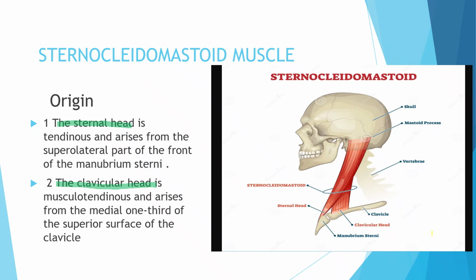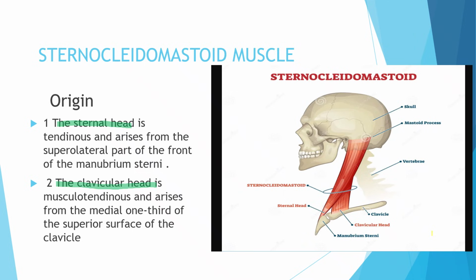The clavicular head is musculotendinous. It means that a part of this head is fibrous and a part is in the form of a tendon, and it is arising from the medial one-third of the superior surface of the clavicle. So the clavicular head is arising from the medial one-third of the upper surface of the clavicle.